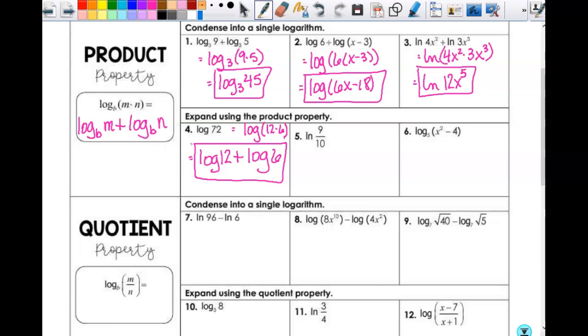All right, so number 5, I need 2 numbers that multiply to give me 9/10. Well, it'd be really easy. 9 and 1/10, okay? Log of 9 times 1/10, that's fine. We don't have to get fancy, right? So then this becomes the natural log of 9 plus the natural log of 1/10.